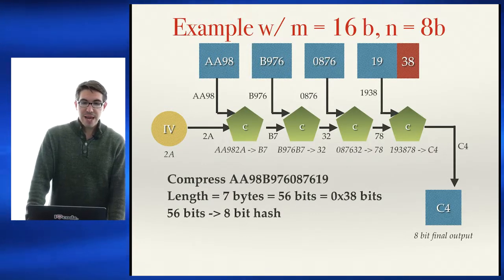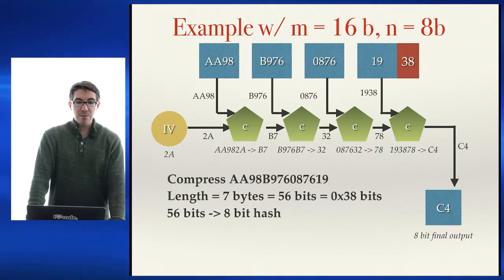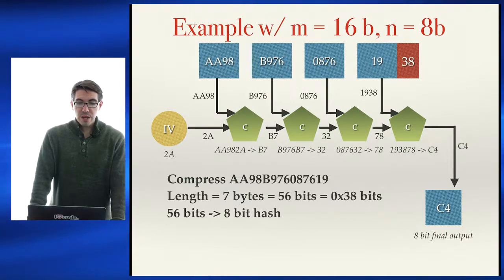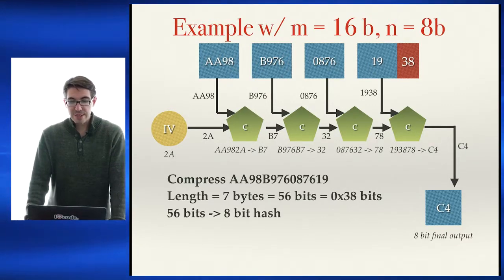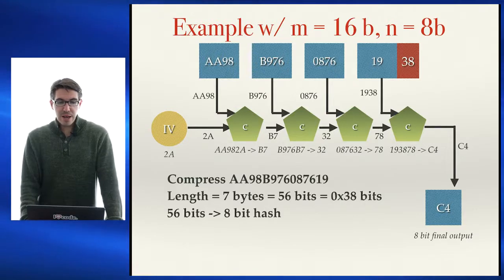Our first block, AA98, gets passed in with our predefined initialization vector, 2a. This is run through the compression function C, and we get the result B7. That becomes part of the input for our next call to the compression function, which accepts the second block, B976, along with B7, giving us the output 3.2. Our next compression function takes 0876 as the third block and the output 3.2 to get 7.8. And here is where it's interesting.